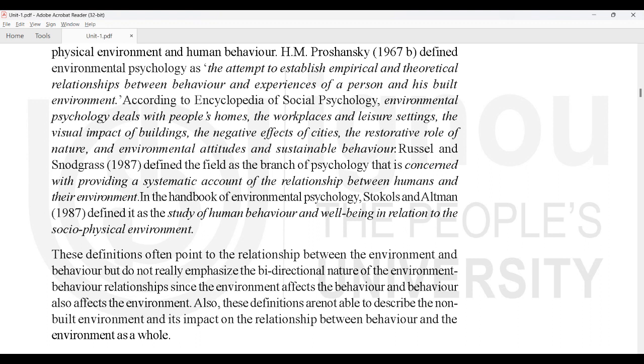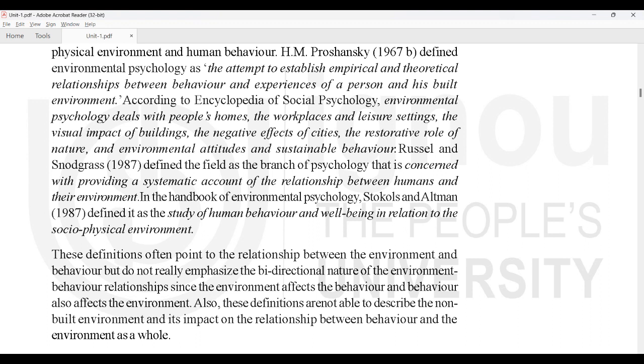Proshansky defined environmental psychology as the attempt to establish empirical and theoretical relationships between behavior and experiences of a person and his built environment. According to the Encyclopedia of Social Psychology, environmental psychology deals with people's homes, the workplaces and leisure settings, the visual impact of buildings, the negative effects of cities, the restorative role of nature, and environmental attitudes and sustainable behavior. Russell and Snodgrass defined the field as the branch of psychology that is concerned with providing a systematic account of the relationship between humans and their environment.